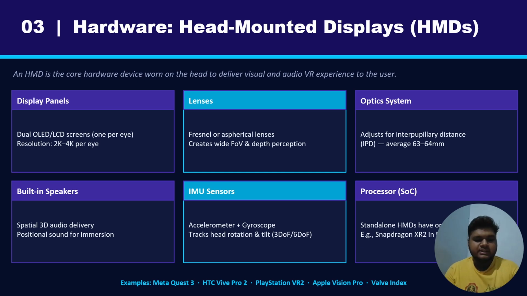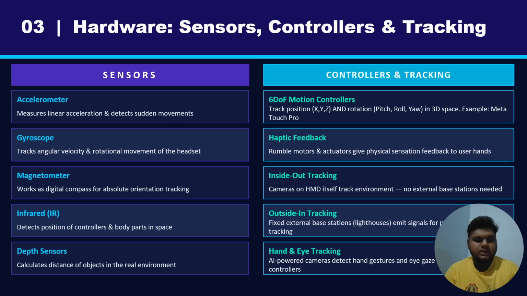Finally, it all sits on the hardware layer, the raw power of the GPU and CPU pushing those pixels. The HMD is the star of the show. We are talking dual OLED or LCD panels delivering 2K to 4K resolutions per eye. Fresnel lenses create that sense of depth, while IMU sensors, accelerometers and gyroscopes track your every head tilt. Whether it's a standalone Meta Quest 3 with its own Snapdragon chip or a PC powered Valve Index, the HMD is your portal.